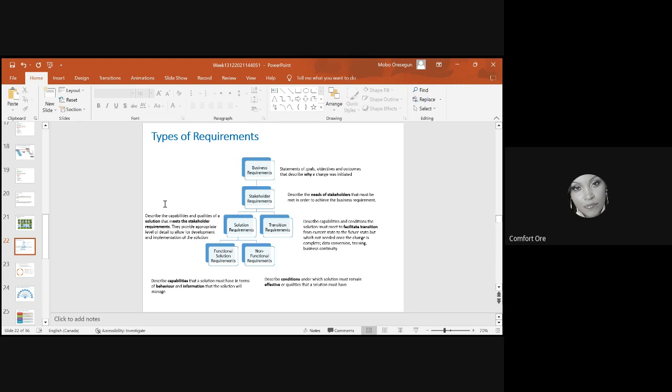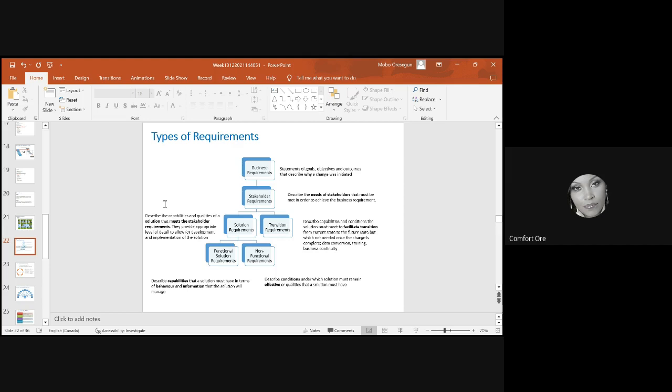But then remember that whatever solution we're preferring has to feed back to the stakeholder requirements. It has to feed back to every one of the needs that were learned about initially. And then the transition requirements.